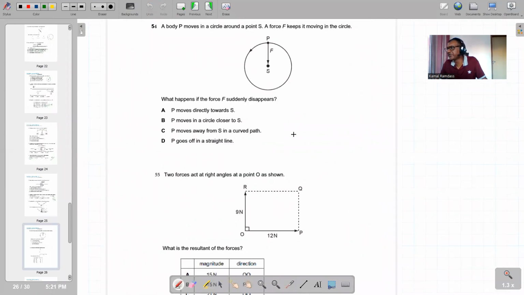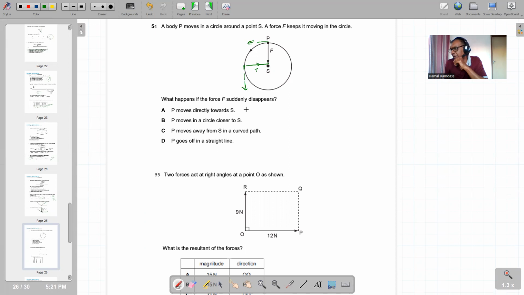A body moves in a circle around a point S. A force F keeps it moving in the circle. What happens if the force F suddenly disappears? If force F suddenly disappears, it will continue to move tangent to the circle. That means if it disappears here, it continues to move like this.